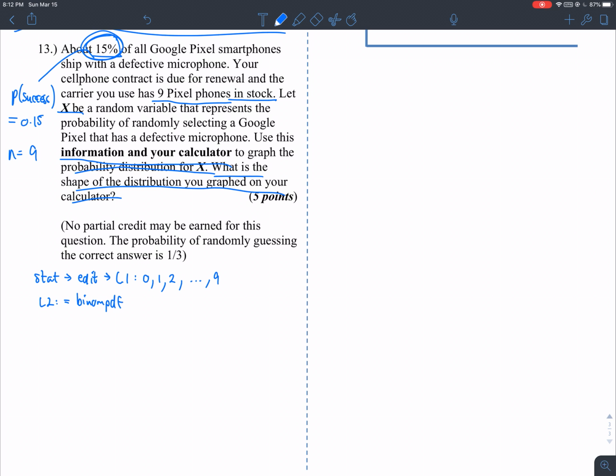Binomial PDF, and you're going to put in 9 trials and probability of success 0.15. Hit enter, and everything will get magically populated. Then step number 3 was to adjust your window settings, which if you did that, you'll see that your biggest probability that came out of here was like 0.036 or something.